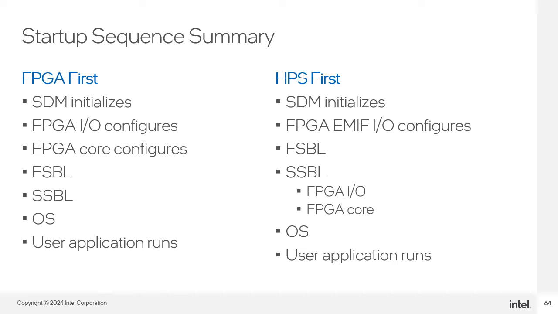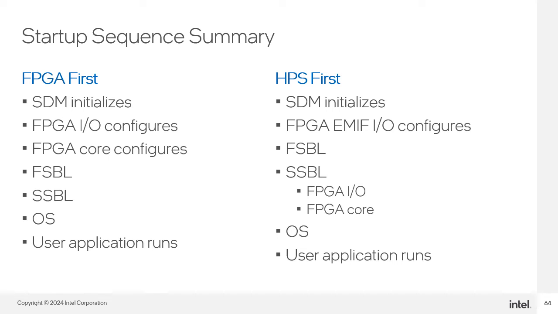To summarize the last few slides that we have just seen, here's the sequence of events that happens during the configuration of your Agilex 5 SoC FPGA. In FPGA first mode, the Secure Device Manager initializes with the boot ROM. The boot ROM kickstarts the whole process and knows the configuration mode by sampling the MSEL pins.